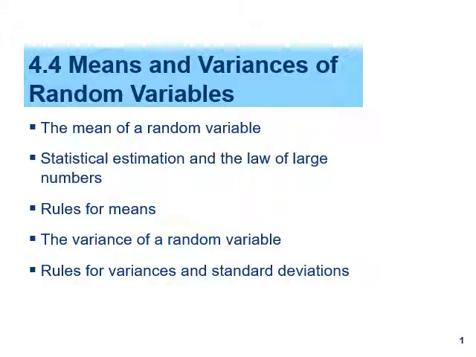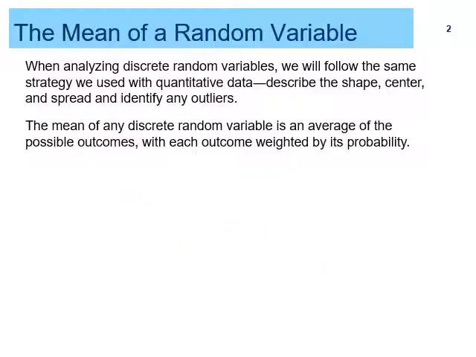Now we will learn about the means and variances of random variables. Here we will learn about the mean of a random variable, and we already studied that there are two types of random variable: one is discrete and one is continuous. For discrete random variables, we will follow the same strategy we used with quantitative data, that is, describe the shape, center, spread and identify any outliers.